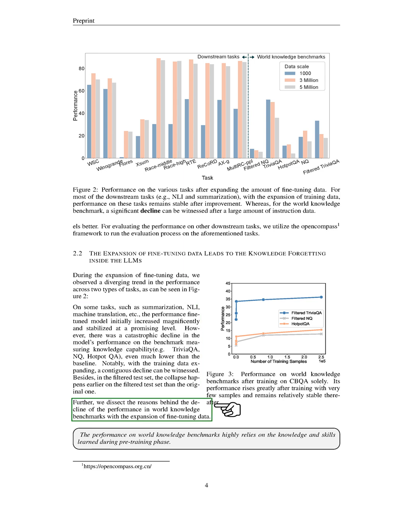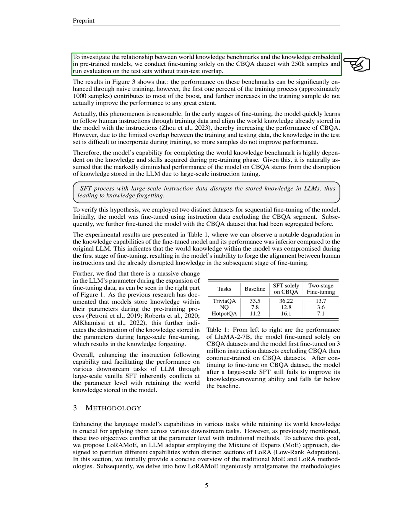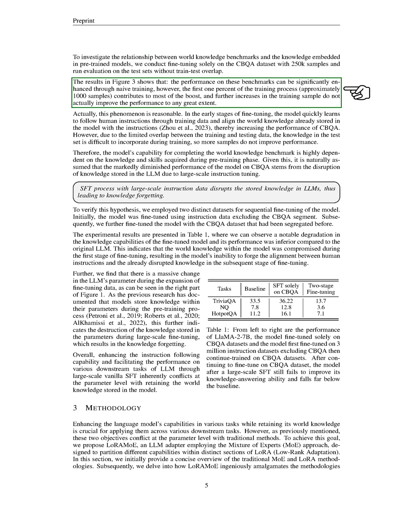We then investigated the reasons behind the decline in performance on world knowledge benchmarks with the expansion of fine-tuning data. We found that the performance on world knowledge benchmarks heavily depends on the knowledge and skills learned during the pre-training phase. To explore this relationship, we fine-tuned solely on the CBQA dataset with 250K samples and ran evaluations on the test sets without train-test overlap. The results showed that the performance on these benchmarks can be significantly improved through naive training. However, most of the improvement comes from the first 1% of the training process, approximately 1,000 samples, and further increases in the training samples do not significantly improve the performance.